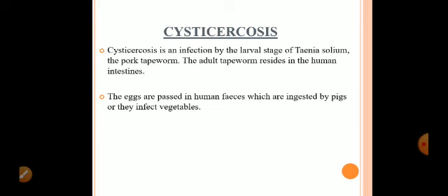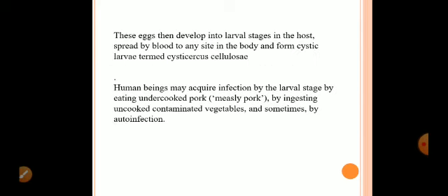Cysticercosis is an infection caused by the larval stage of Taenia solium, the pork tapeworm. Adult tapeworm resides in the human intestine. Eggs are passed in human feces, which are ingested by pigs or they infect the vegetables. These eggs then develop into larval stage in a host, spread by blood to any site in the body and form a cystic larva termed cysticercus cellulosae.